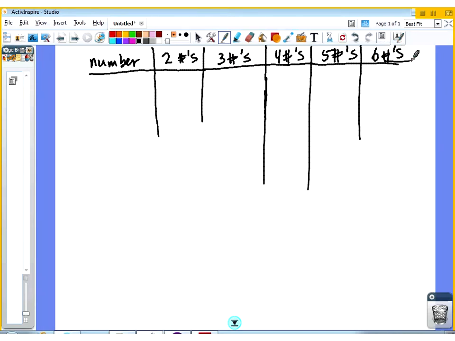So we're going to look at a couple of the rows. I'm not going to look at the whole table, just a couple rows. Okay.